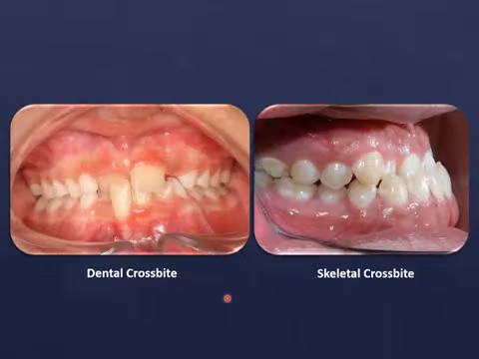These are examples of dental and skeletal crossbite. You can see in case of dental crossbite, this happened due to displacement of a tooth, leading to the development of dental crossbite. While in case of skeletal crossbite, you can notice that there is a discrepancy in the position of the bone. This could be retrognathic or this could be prognathic. So there is a bony involvement in case of skeletal crossbite.